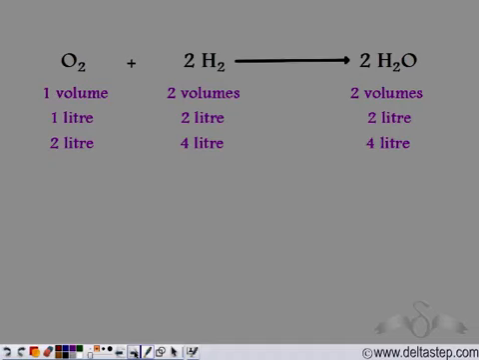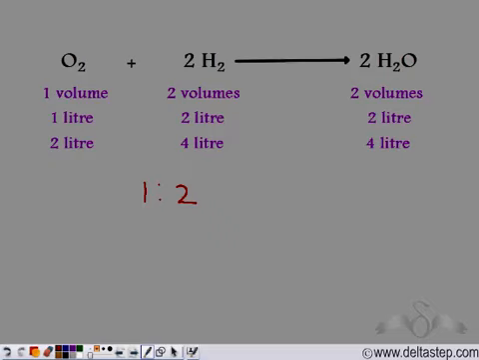So what is the ratio of oxygen to hydrogen? We get 1:2. So if there is 1 liter reacting with 2 liters, again the ratio is 1:2. Or if there are 2 liters of oxygen reacting with 4 liters of hydrogen, again we get 1:2. So this is the ratio in which oxygen combines with hydrogen.